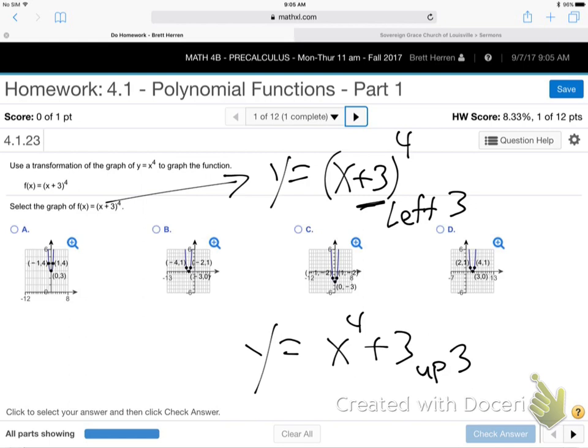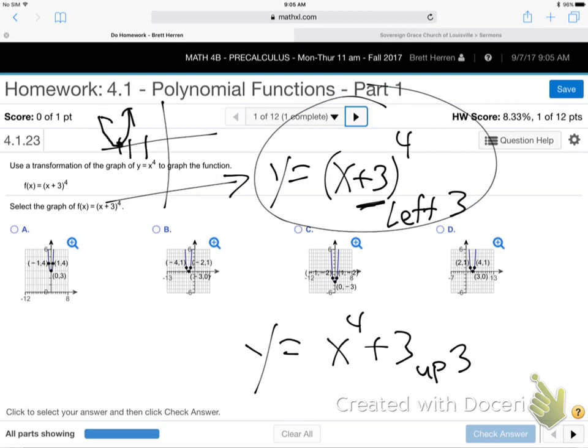So this is basically a U-shape moved left 3. Take a U-shape, go 1, 2, 3 to the left. There it is. Which one of those does that? Looks like B, doesn't it? And we're done. That good? Easy enough? Hardly even new, right? About what we learned last time.